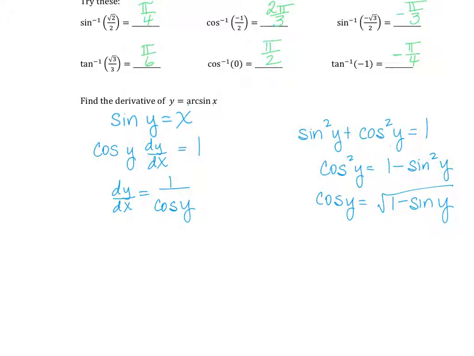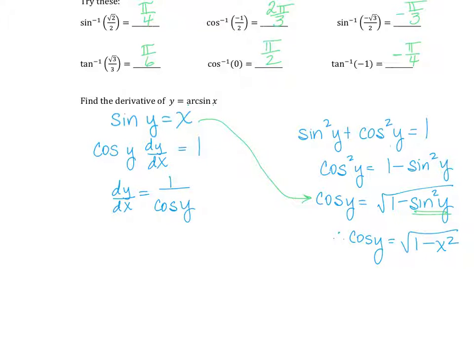And so here we go. Interesting enough that I get the cosine of y is the square root of 1 minus sine squared. But now just a second. Look back from the very beginning. If sine of y is x, I could write that the cosine of y in terms of x would be the square root of 1 minus x squared.